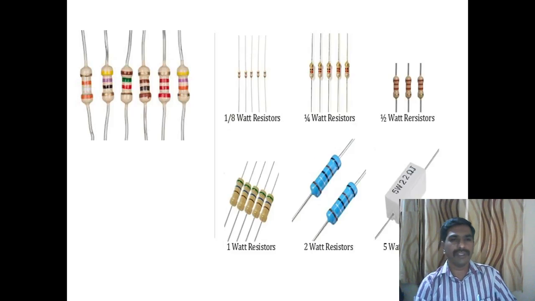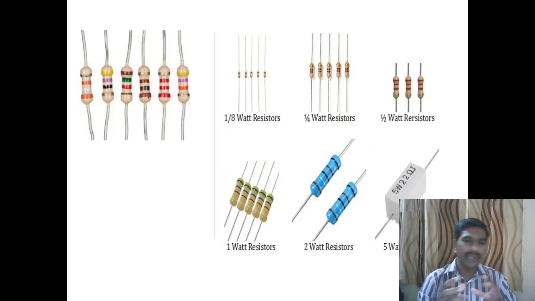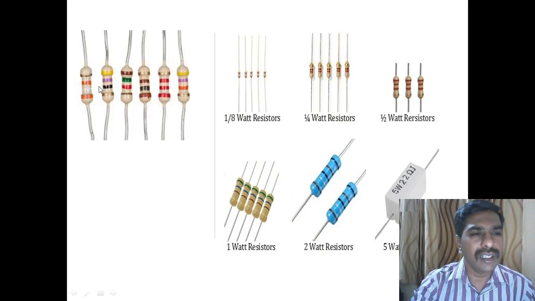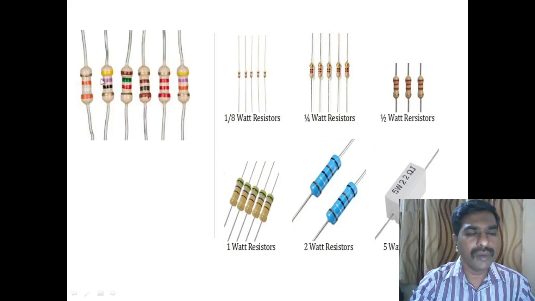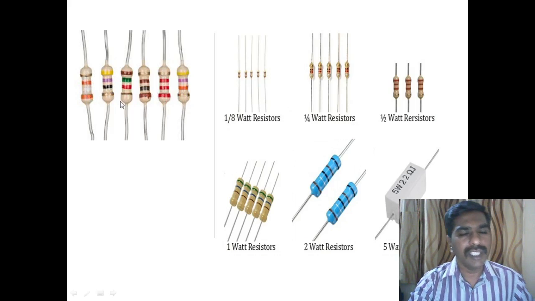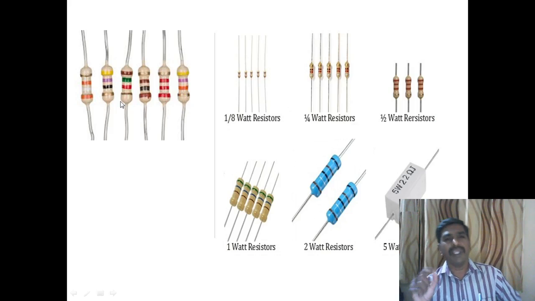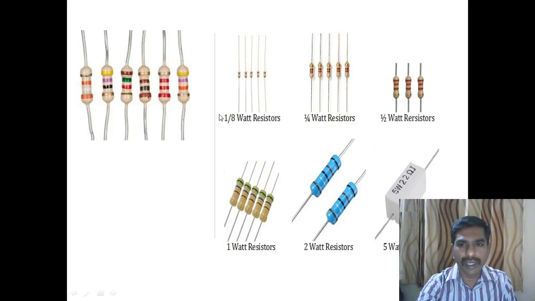Then coming to the resistor. A resistor is used as a current limiting component. These are all the resistors available in our laboratory. You can see the different colored bands surrounding the resistor. Each color band has a meaning. And these are all the different kinds of resistors.